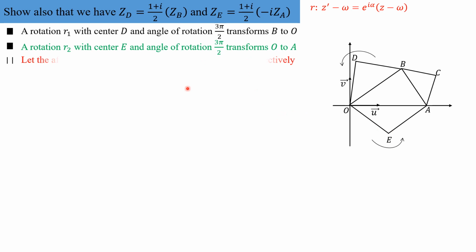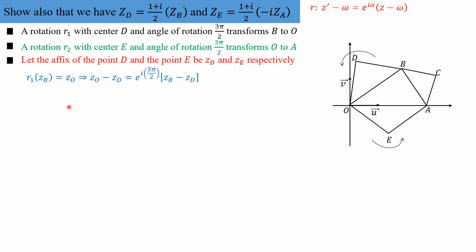Alright, so now we let the affix of the point D be ZD and the affix of the point E be ZE. Previously we already let the affix of the points A and B be ZA and ZB, and the point O has affix ZO, and it is just the origin, so 0 plus 0i. Let's begin with our first rotation. Our first rotation takes the point B to the point O. That's what our first rotation does.